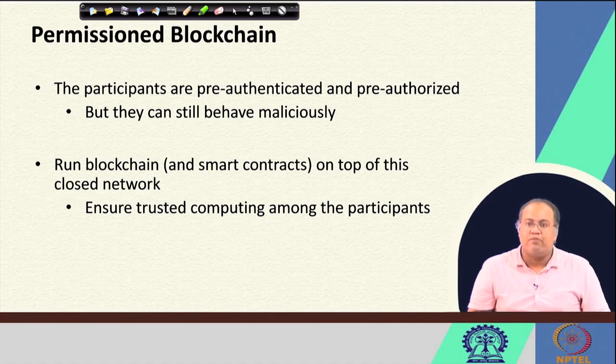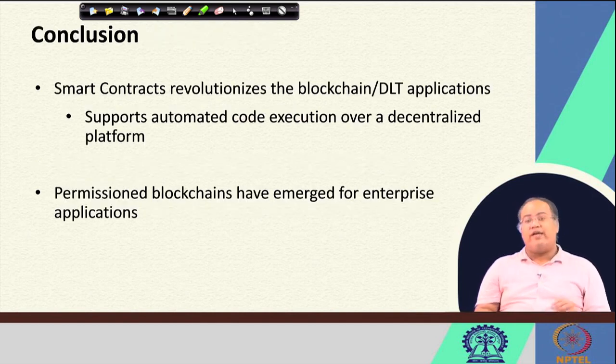In a permissioned model of blockchain, in contrast to the permissionless model that we discussed earlier in the context of Bitcoin and the open blockchain network, the participants are pre-authenticated and pre-authorized, but they can still behave maliciously. Because they are competitors to each other, you do not trust them, and we want to run blockchain and smart contracts on top of this closed network. We want to ensure trusted computing among these participants. This is the idea of permissioned blockchain, which has become very popular in enterprises.